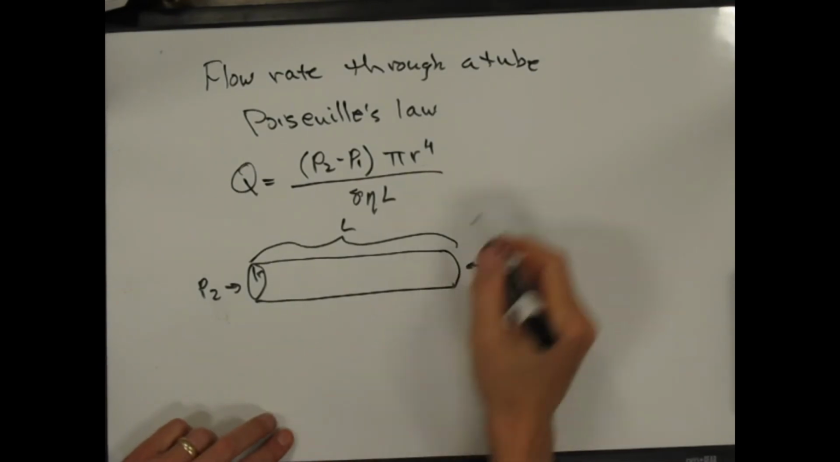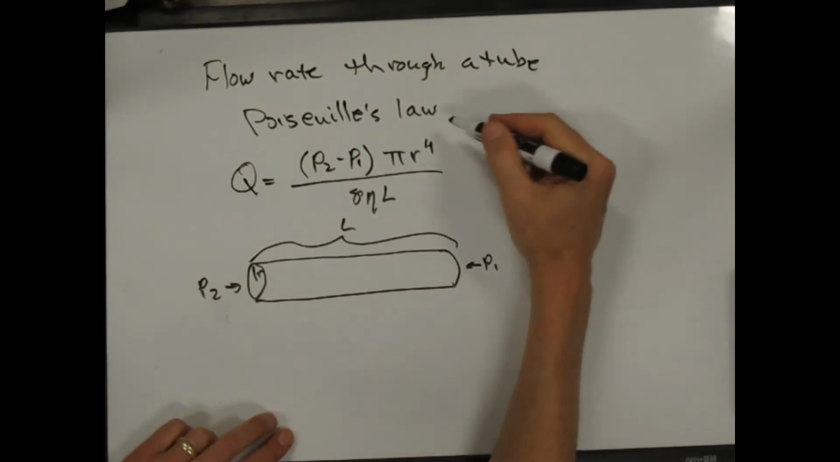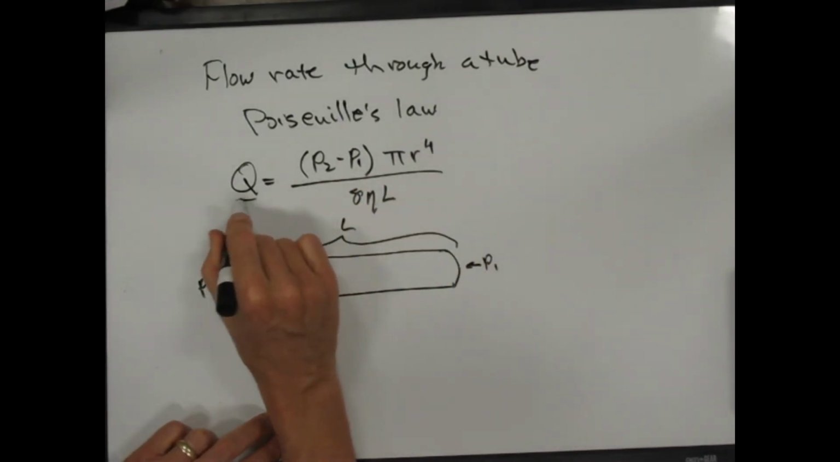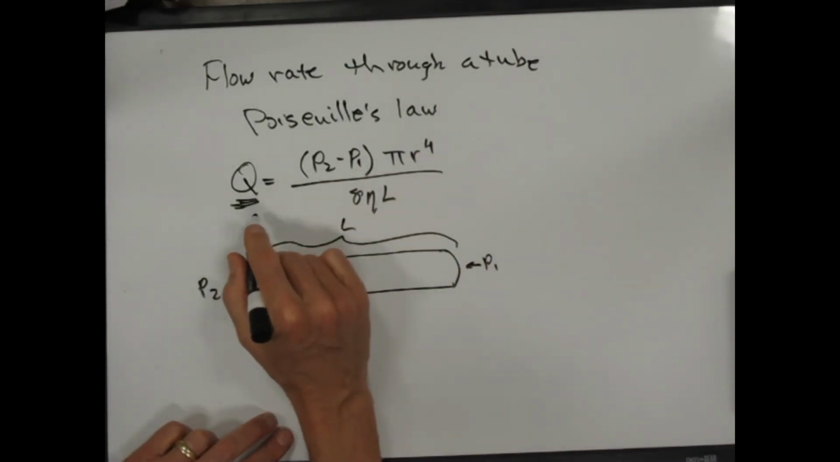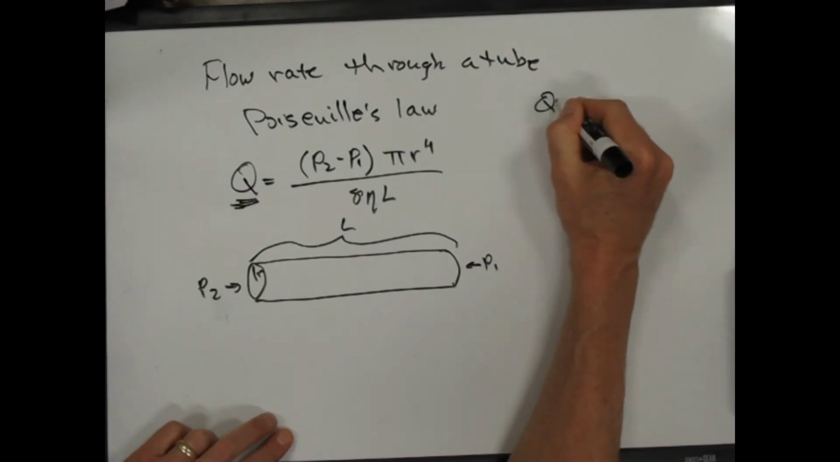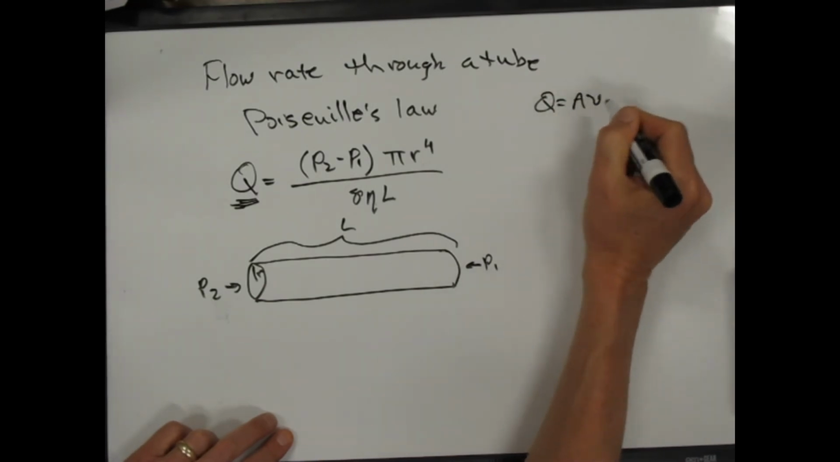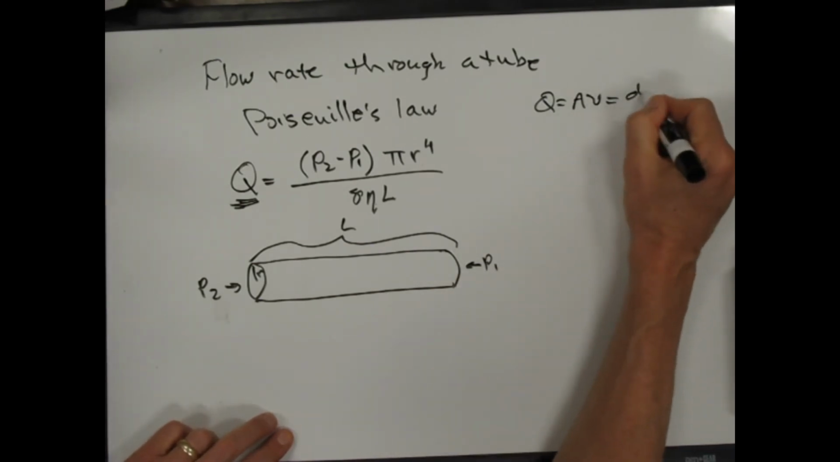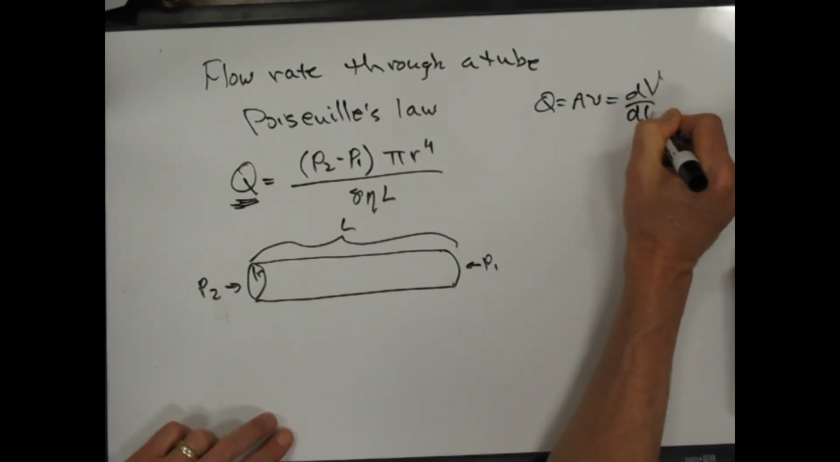So you can look at the flow rate through a tube, and it's called Poiseuille's law. I think it's pronounced Poiseuille, so Poiseuille's law. He's a French guy. And if you remember, we used Q for the flow rate. Q is the area times the velocity, say. It's the volume per second. It's dV/dt.